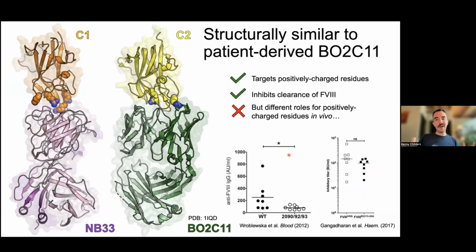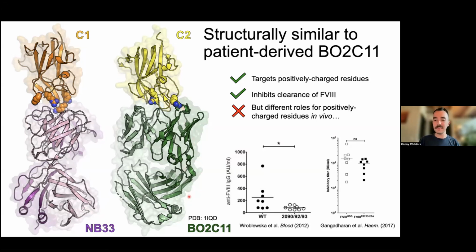And so the last thing I'll talk about with this structure is there's one previous structure that came out from Clint back in his grad program, where he actually solved the structure of the isolated C2 domain, shown here in yellow, bound to one patient-derived antibody termed BO2C11. And this antibody actually binds similarly to the NB33 antibody that we just recently solved. BO2C11 also binds to several positively charged residues, these 2 arginines shown here.